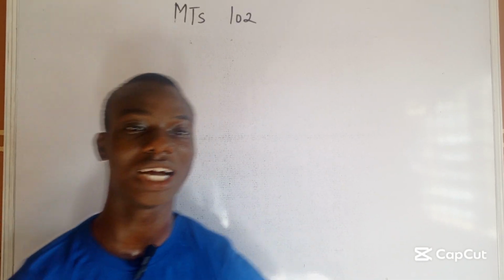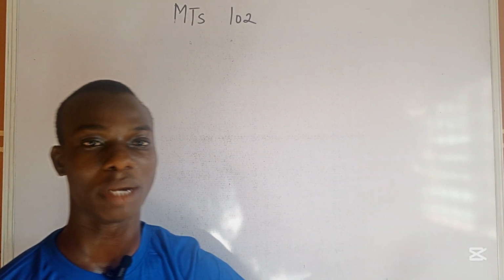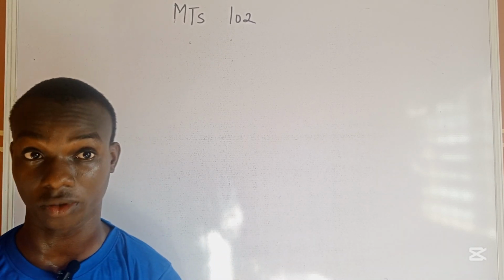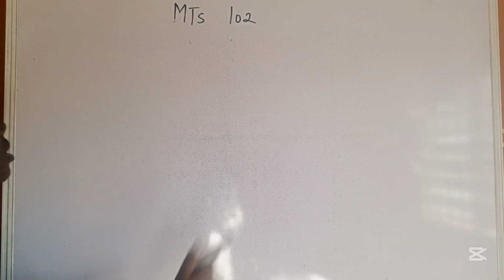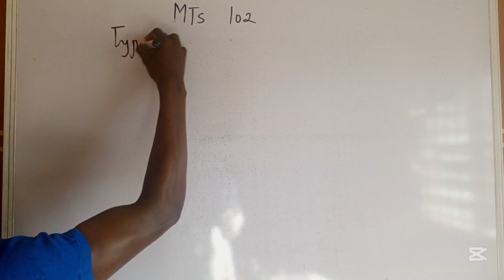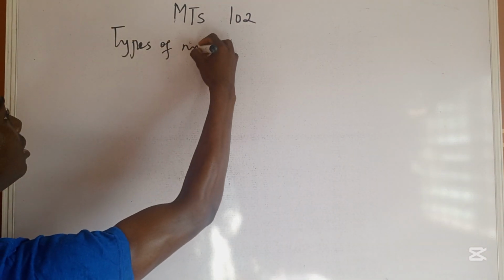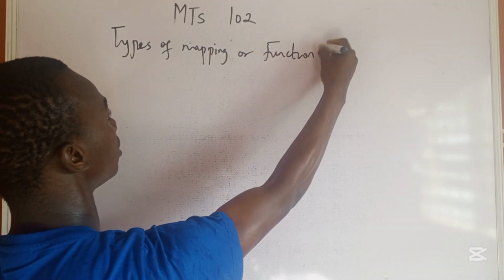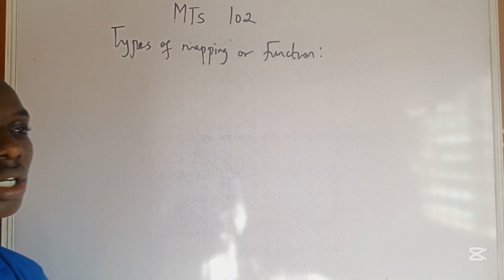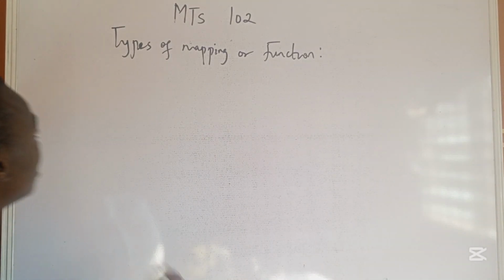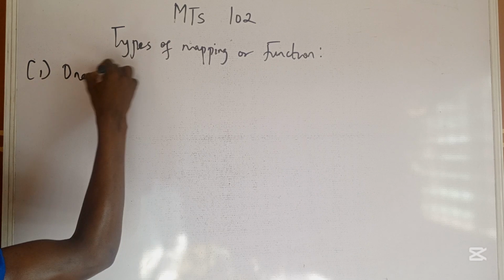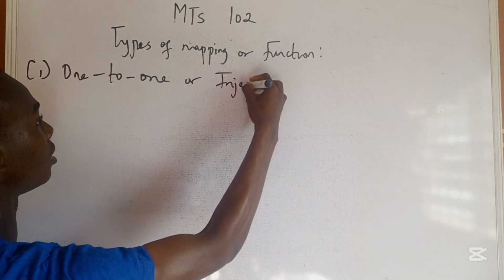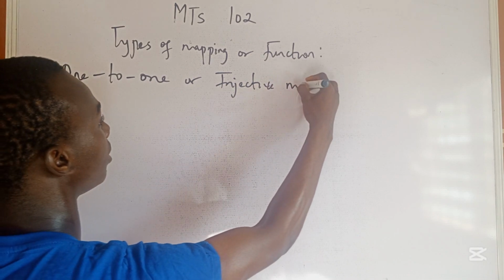In the last class, we looked at what a mapping or a function is, and we explained how to identify a mapping or a function. So today, we'll be looking at types of mapping or function. The first type of mapping or function that we have is the one-to-one or injective mapping.